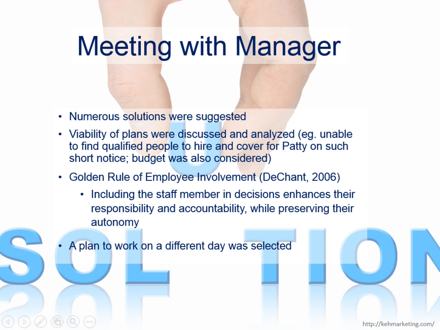When asking Patty for her input, they're following the golden rule of employee involvement. This means including a staff member in decisions, which enhances their responsibility and accountability, while preserving their autonomy. Ultimately, Patty suggested changing her schedule so that she would work on a different day.